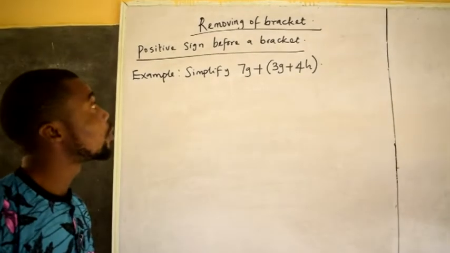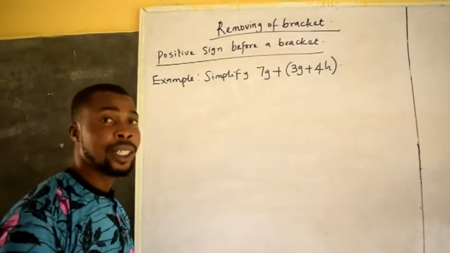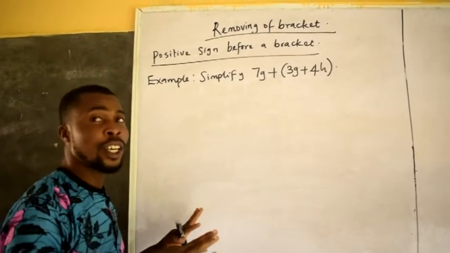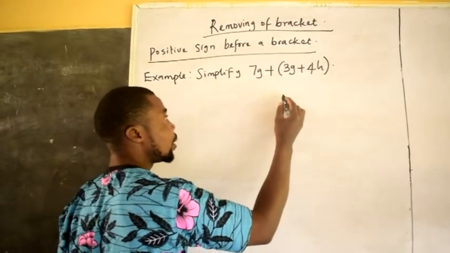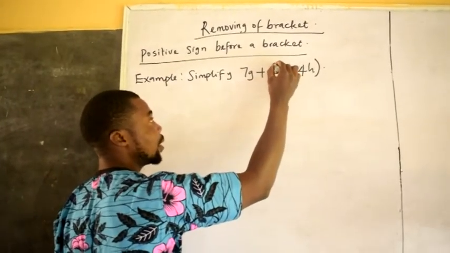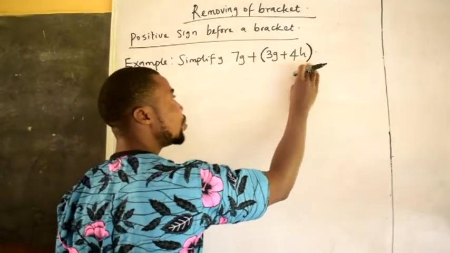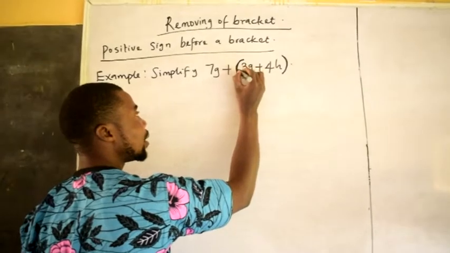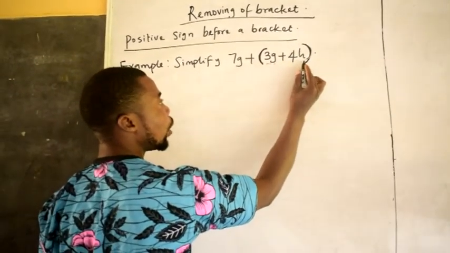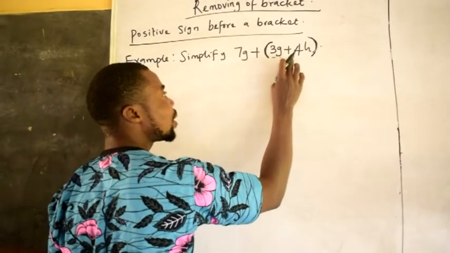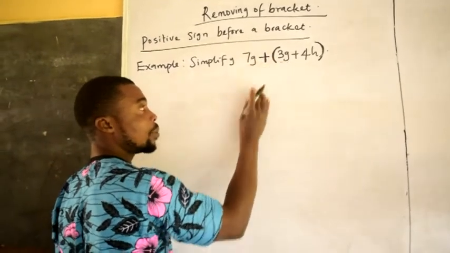How to remove bracket. How do you remove bracket? Bracket is just like when you have a shed and you have a shed covering something. For instance, this is a bracket and we want to take away the bracket. So this bracket is covering 3G plus 4H. And what is after the bracket? Plus is what is after the bracket.